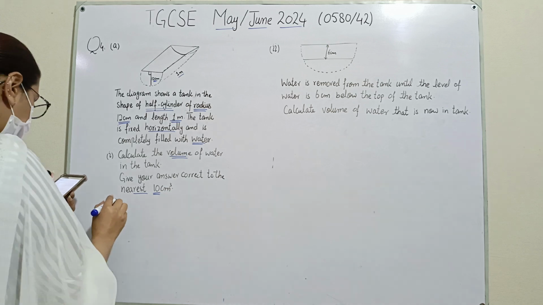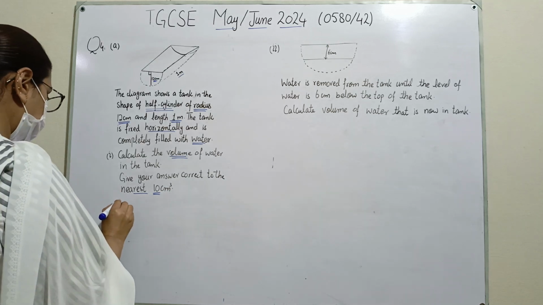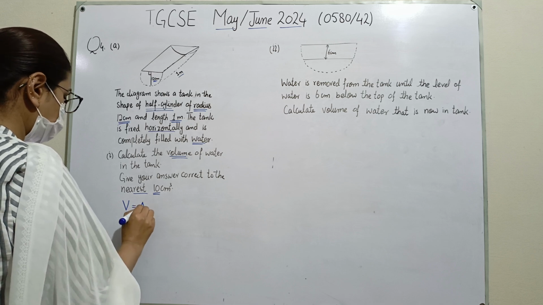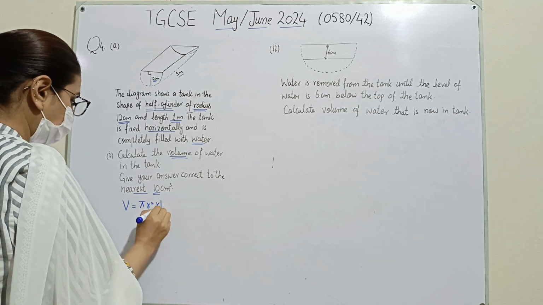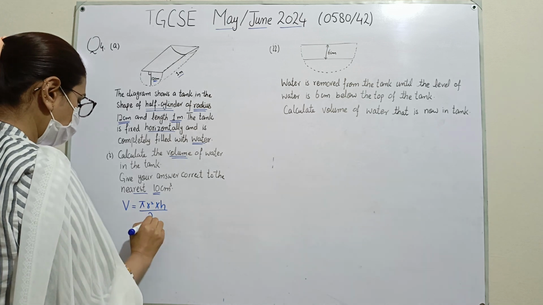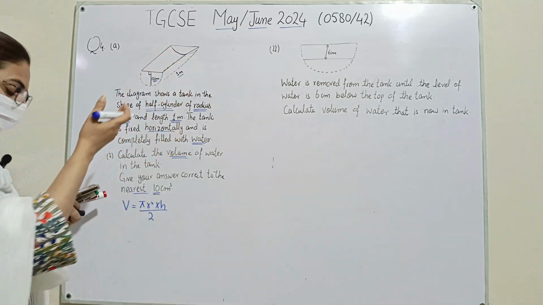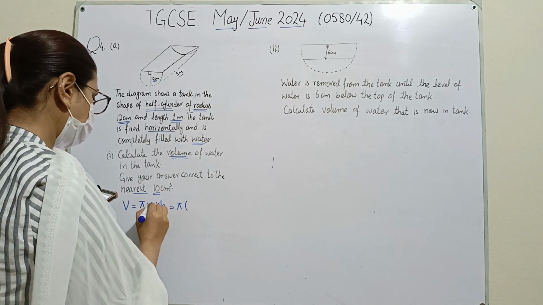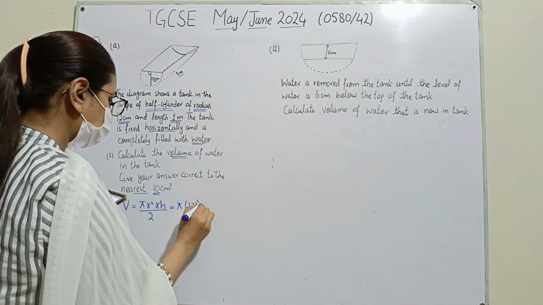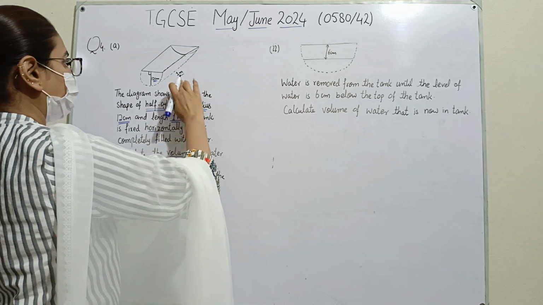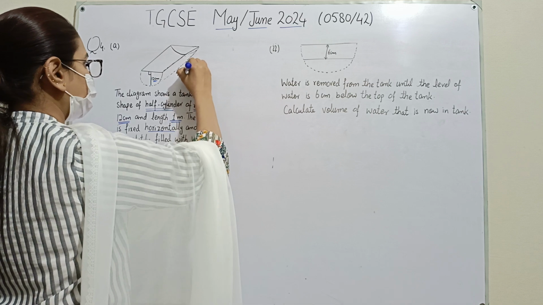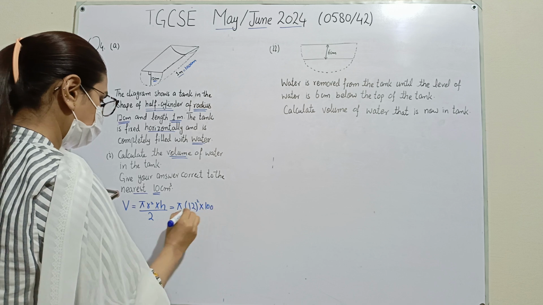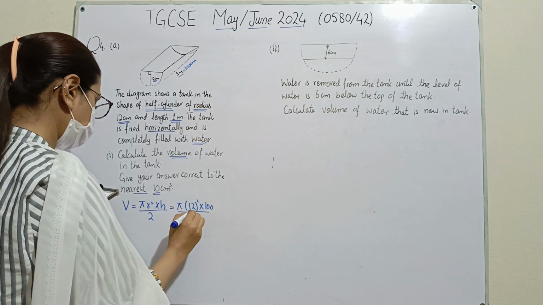So as we know, the formula for volume is equal to area of base multiplied by height, divided by 2, as this is cut in two portions. So put the values over here. Pi, what is the value of radius? That is 12. What is the value of length? 1 meter means 100 centimeters. So put the value 100 over here, divide it by 2.